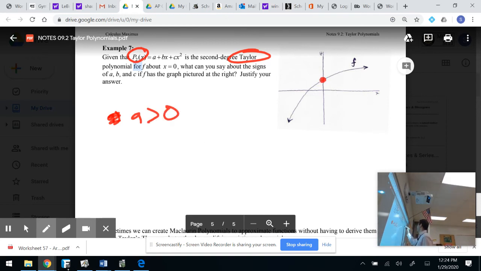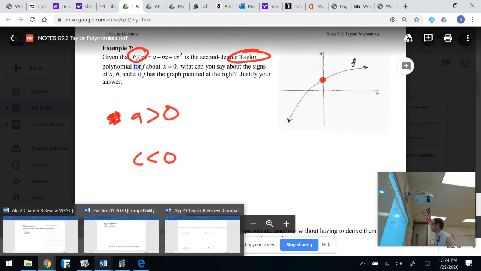Okay. Well, A is definitely greater than 0, right? Because it is my y-intercept. All right, C, I could probably do C, piece of cake. That's got to be less than 0 because it's concave down, right? And that's just using your knowledge of parabolas, and that's what that is, a parabola.